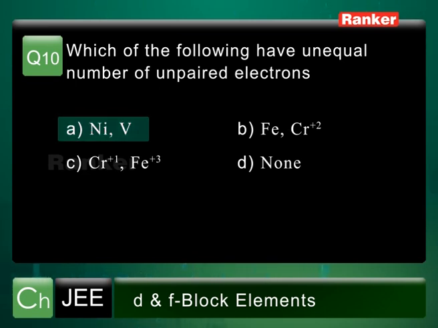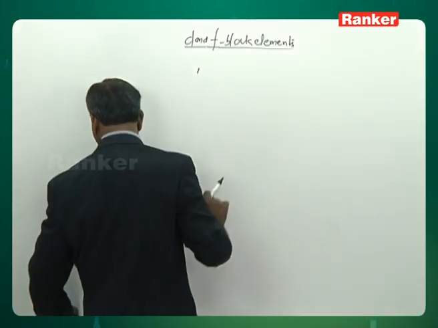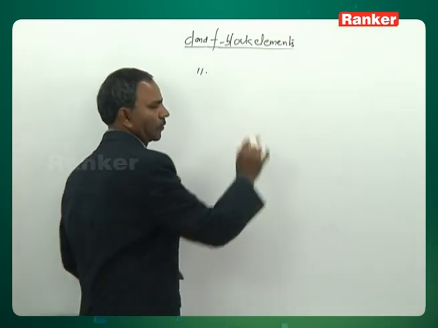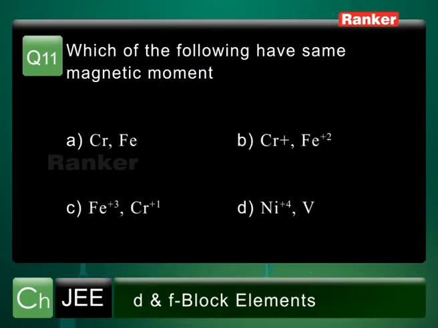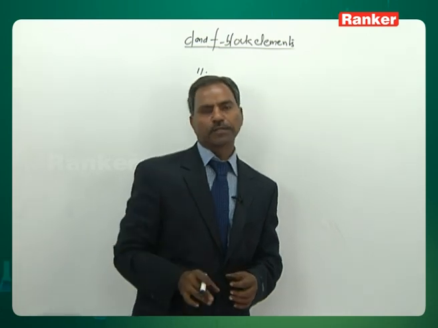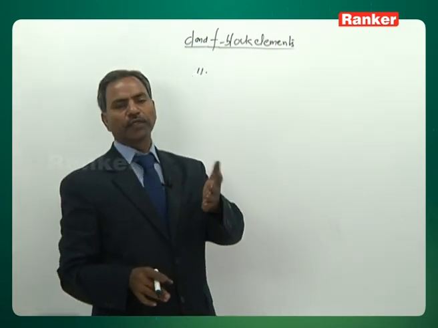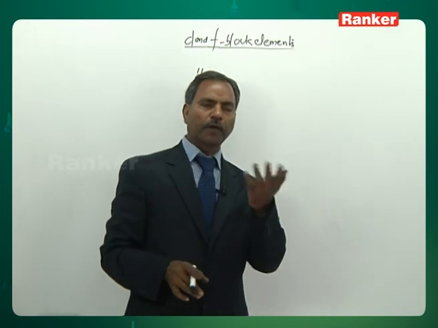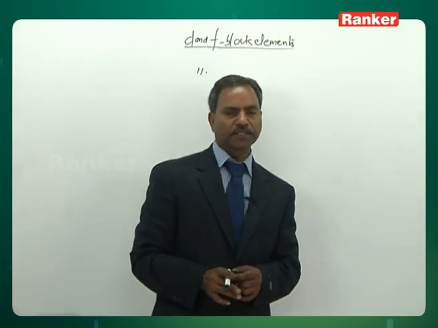Let us see the 11th question. Which of the following have the same magnetic moment? How do you say which are having the same magnetic moment? First you have to check the number of unpaired electrons. Based on the number of unpaired electrons only, we can say whether they are equal or not the same.